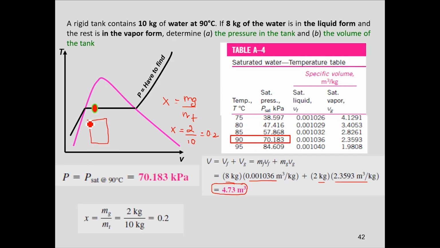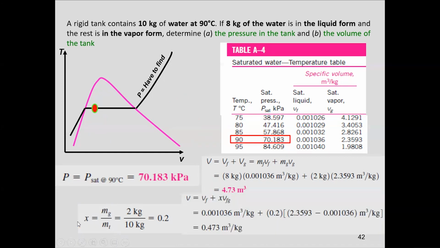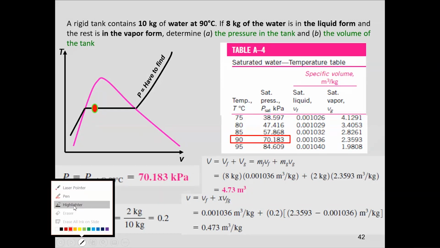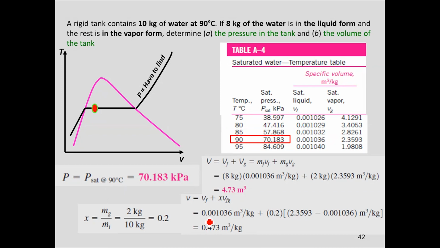So what is the specific volume of the mixture? It is V average. And the relationship for V average we have already deduced is specific volume of liquid plus X multiplied by VFG, which is the difference between the specific volume of vapor and liquid. So you find out the average volume of your mixture. How? You take the Vf from the table, you take the VFG from the table multiplied by the quality value, and you'll get the specific volume of your mixture.